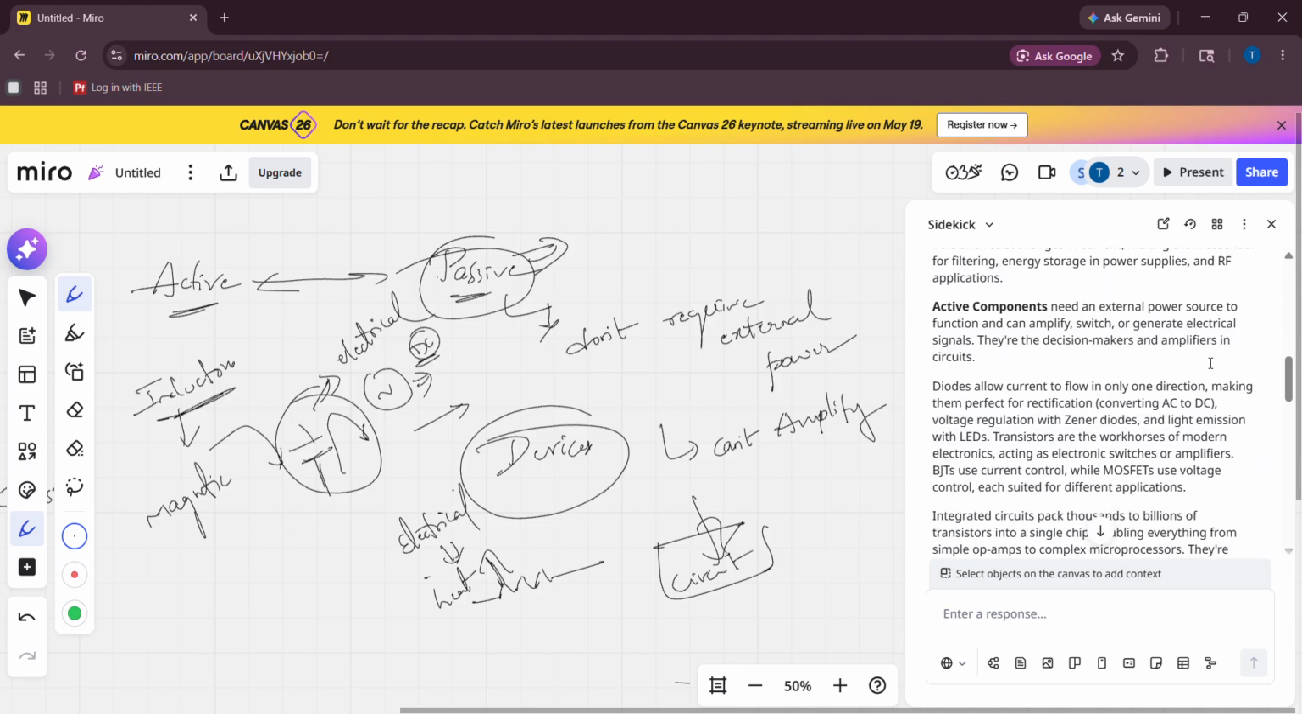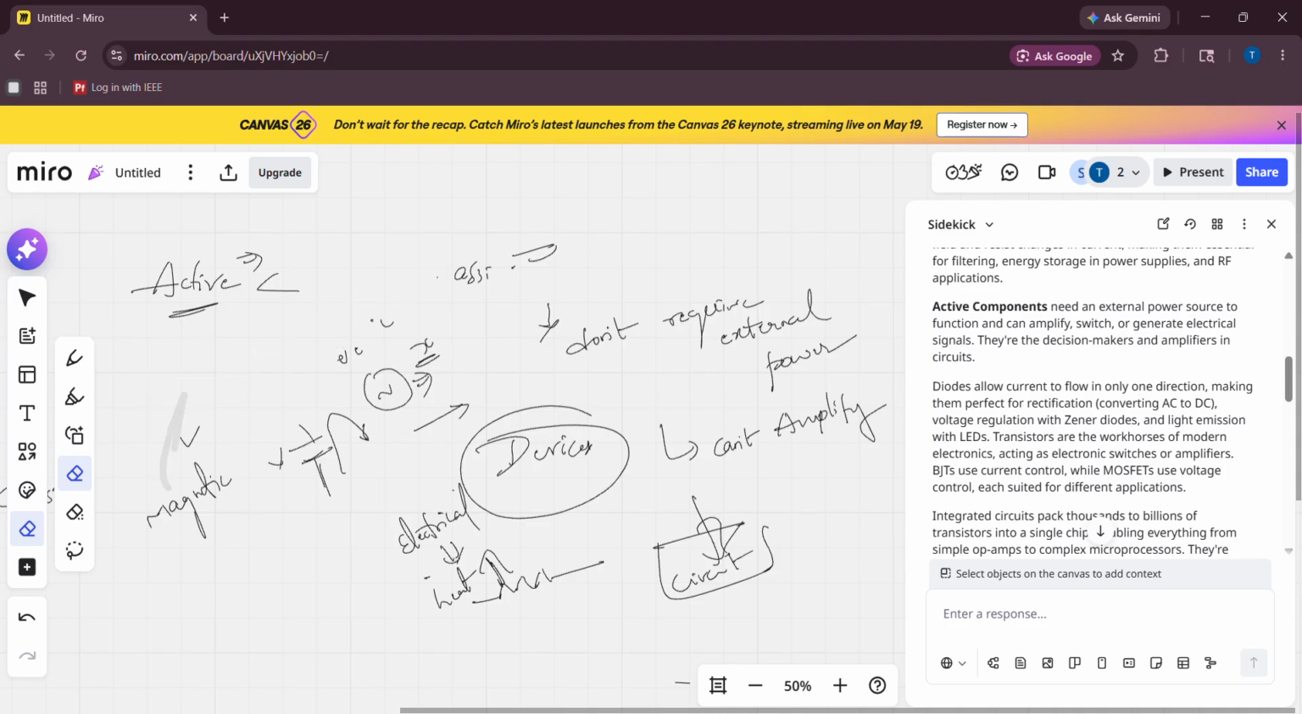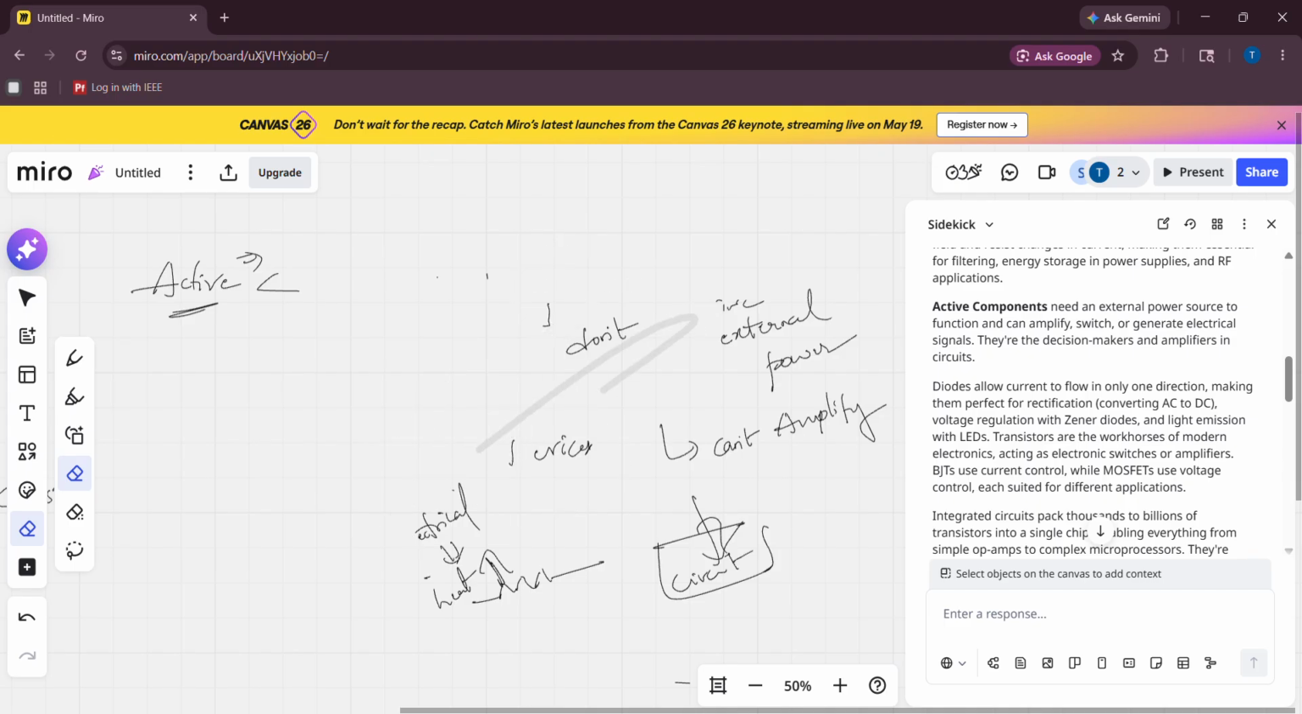Okay. So coming to the active components: they need an external power source to function and can amplify. So active components need some external power. Okay. So wait, I will erase all the things which were discussed previously. Now we'll discuss active components.